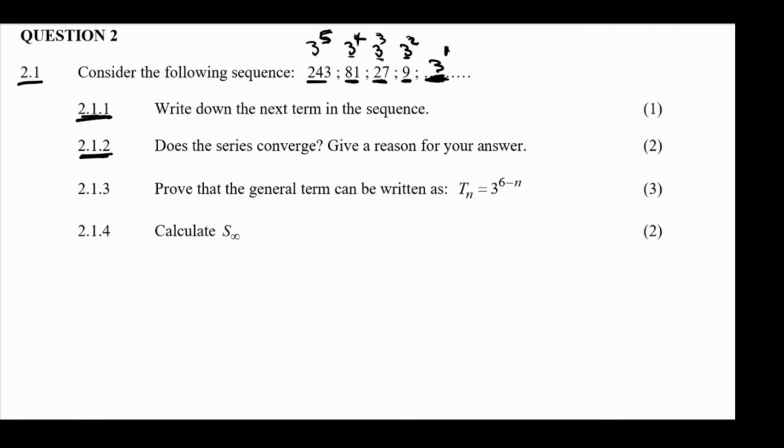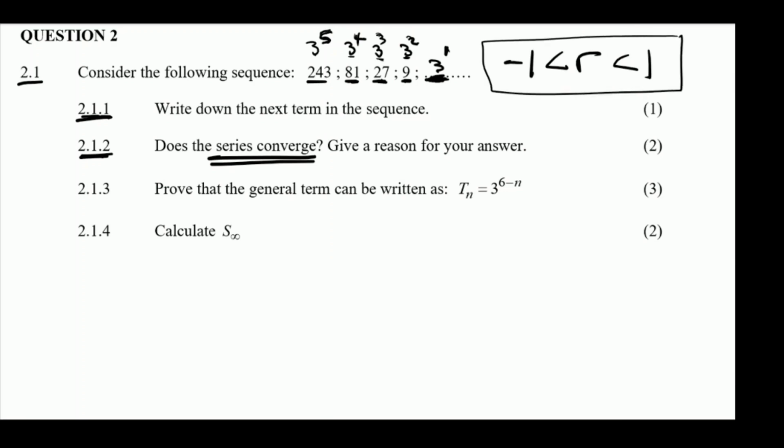And then looking at 2.1.2, they say, does the series converge? Okay, so we know very well that convergence only happens in a geometric sequence, right? What do I mean by that? We have an equation that says R must lie between 1 and negative 1. So this equation actually explains the convergence of a sequence, if and only if R lies between minus 1 and 1. So let's first find R, then we'll conclude on whether or not the series converges.